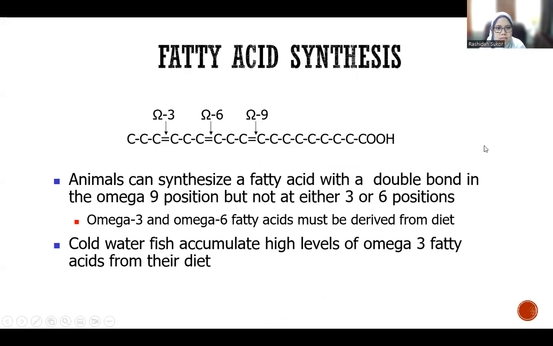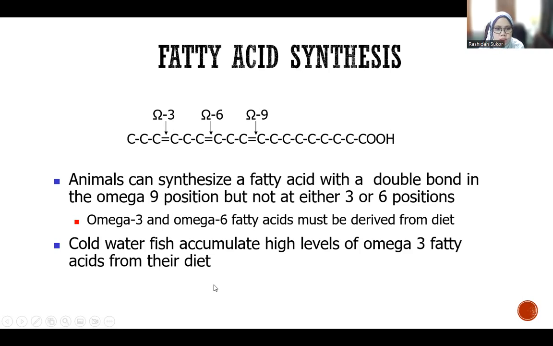This is fatty acid synthesis. So animals can synthesize a fatty acid with a double bond in the omega 9 position, but not at the 3 and 6 position. So that means it has to be given. Animals, for example, ni dia boleh synthesize fatty acid through dia punya biosynthesis pathway, but not the omega-3 and omega-6 fatty acid. So these omega-3 and 6 fatty acids must come from the diet. So kena makan lah. Okay.